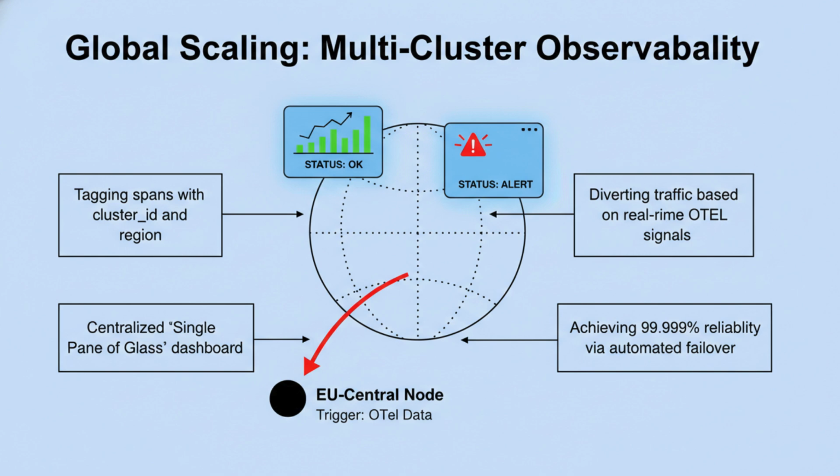This regional awareness is crucial for traffic engineering. If metrics show a sudden latency spike in one region, your global load balancer can automatically divert traffic to the next closest edge location. This synergy between observability and traffic control is what enables true ultra-scalable system design and 99.999% reliability.